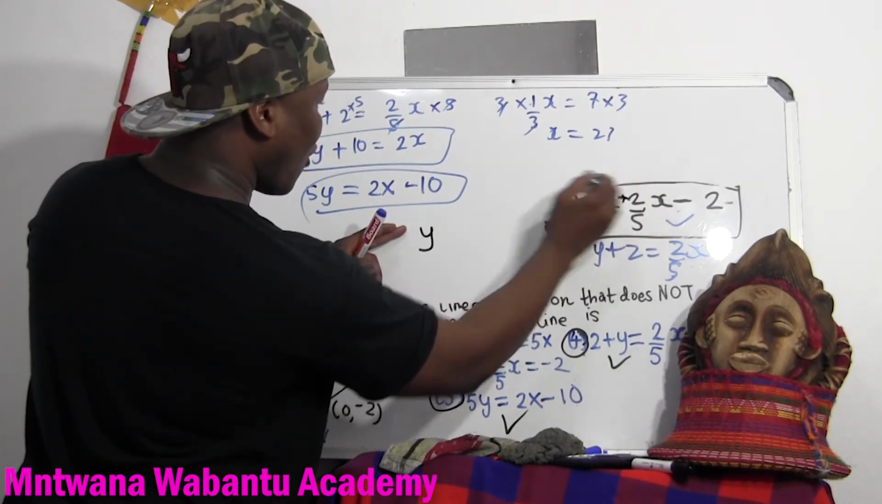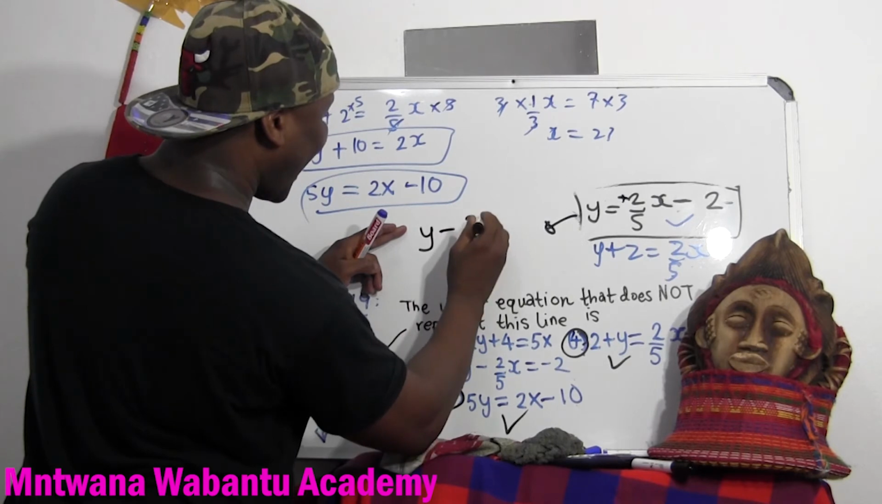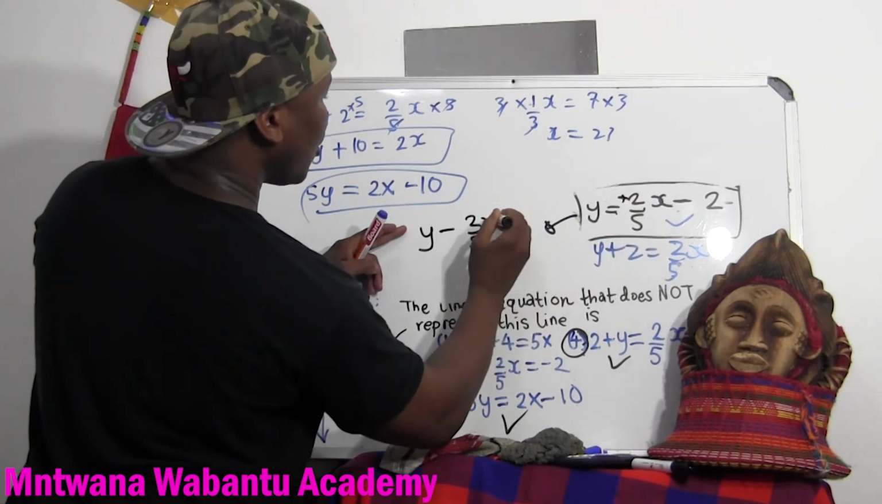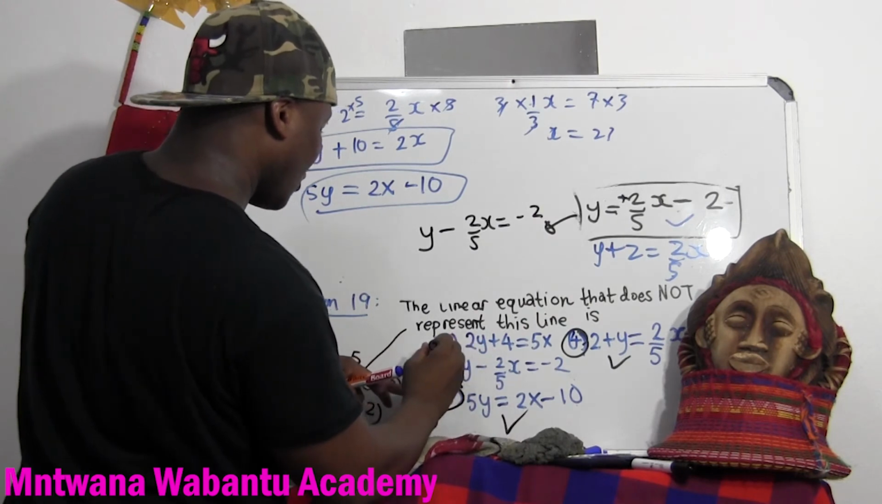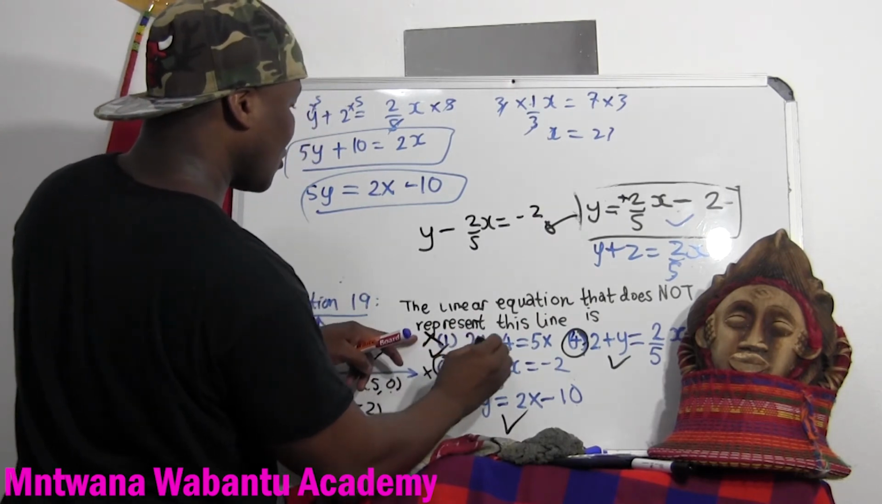Remember, this is a plus. When you go over the equal sign, it's going to become minus what? 2 over 5x equal to negative 2, which is the same as option 2, so option 2 is true. So option 1 is not true, so option 1 is the answer.